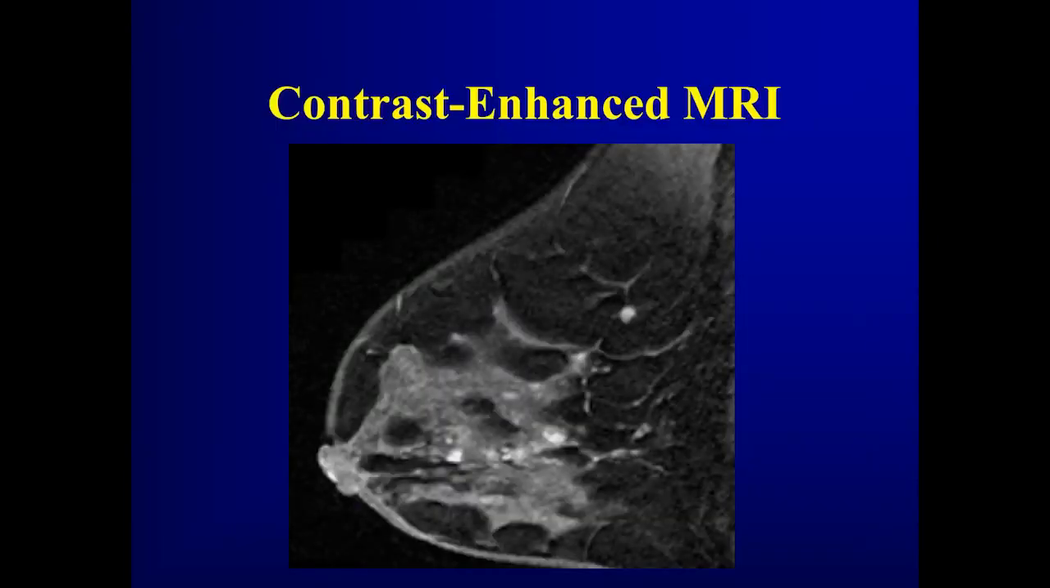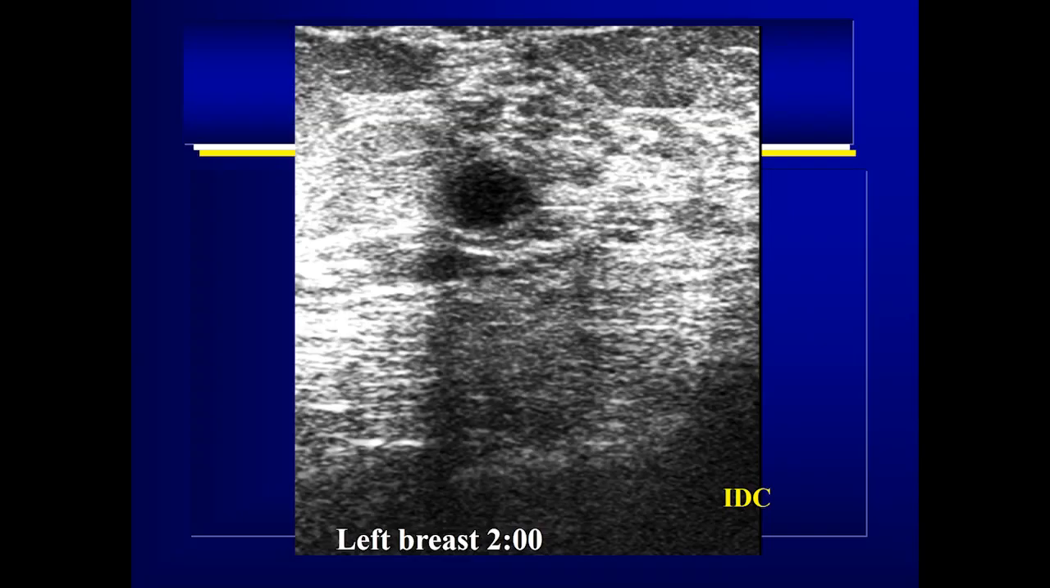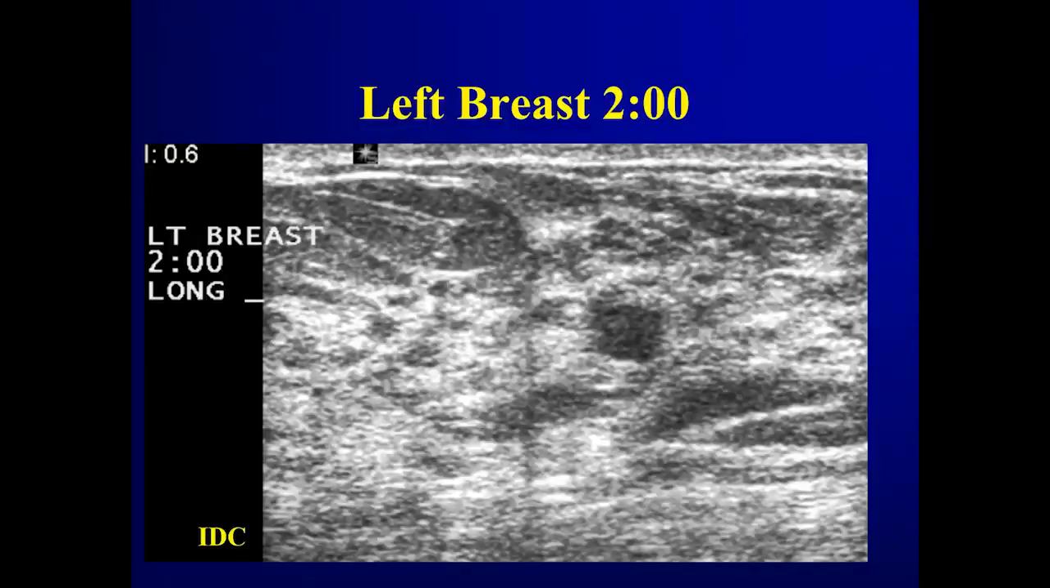So here on the contrast-enhanced MRI, we see multiple small enhancing masses and some associated non-mass enhancement. Then we would next try to go to ultrasound to see if we could find a correlate. And here on ultrasound, we found this hypoechoic mass in the left breast at 2 o'clock. This was shown to be invasive ductal carcinoma. And another 2 o'clock lesion here in the left breast, shown to be invasive ductal carcinoma as well.